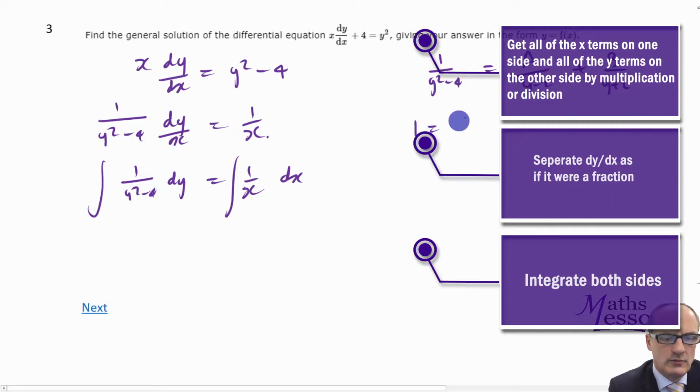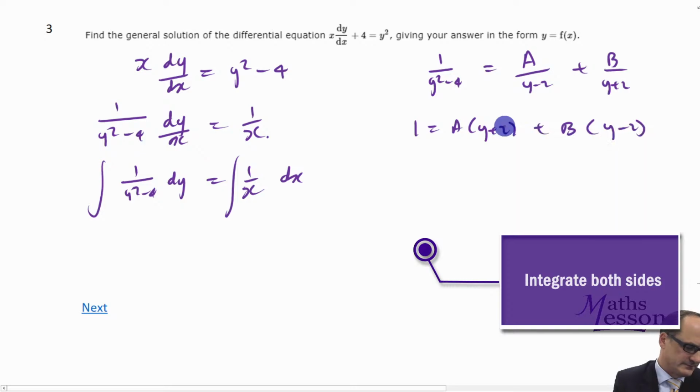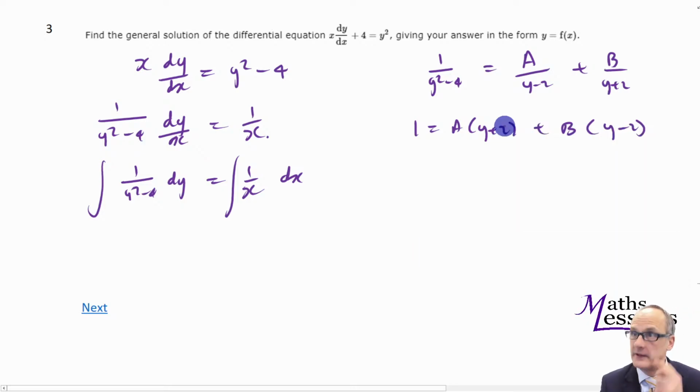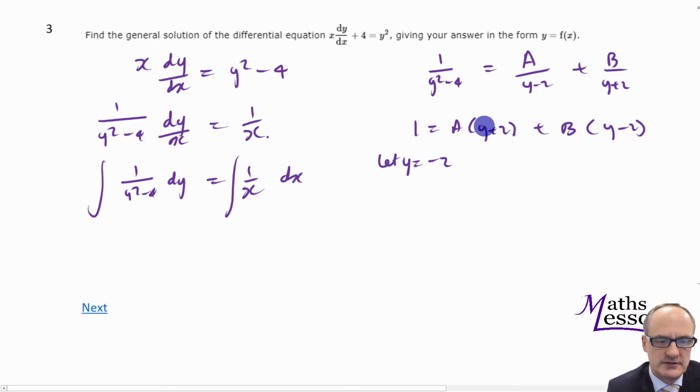So we got 1 will equal a times y plus 2 plus b times y minus 2. Okay, if you're not sure why that's so, you need to go back and do a lesson on partial fractions. Okay, so next thing we are going to let y equal to minus 2. And that will make this 0, and that means we can find out what b is.